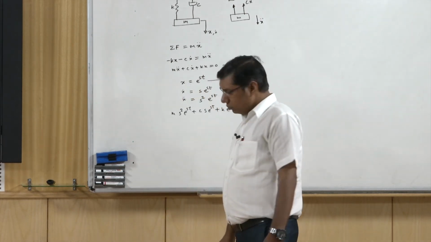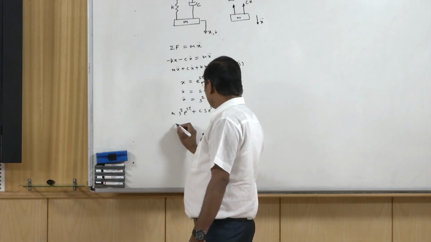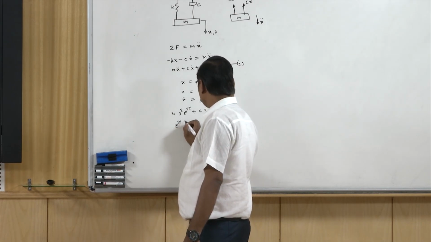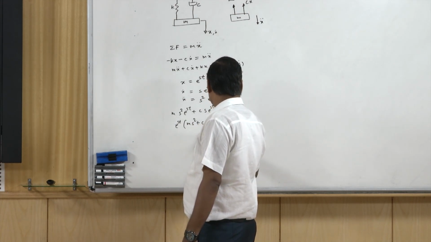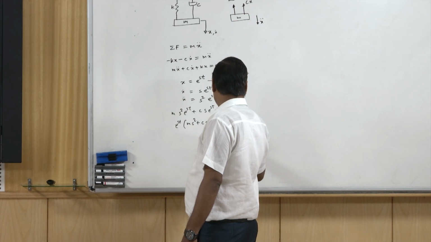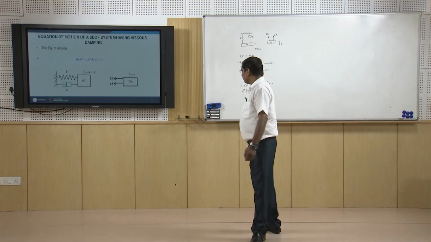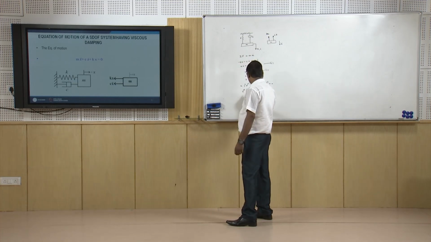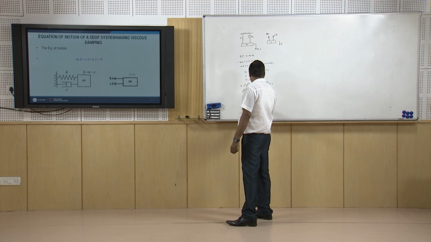Here we can take e power st outside. So e power st times (ms square plus cs plus k) equal to 0. Because this is exponential, e power st can't be 0, that's why this term should be 0. So ms square plus cs plus k equal to 0.